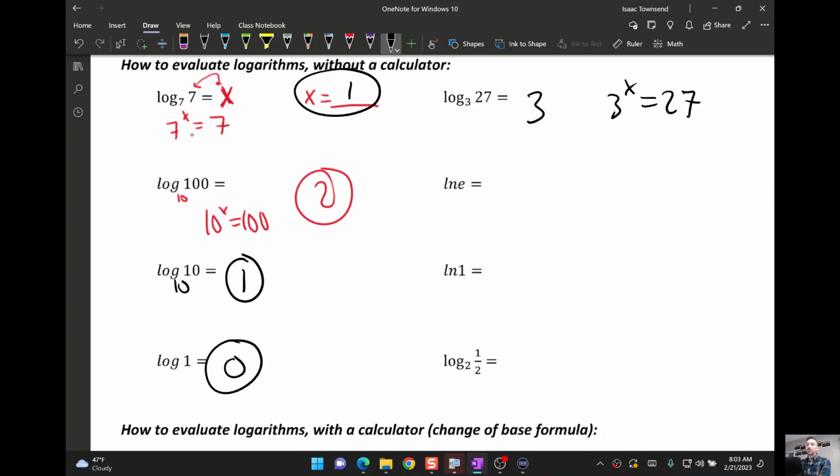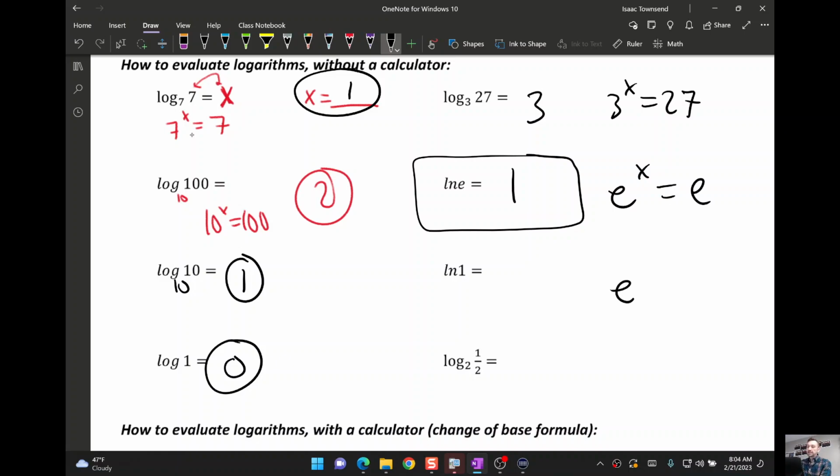So e to what power gives you e? Just 1. If you open up your textbook, there's probably a table of logarithmic properties, and it probably says to memorize some of these, and I guarantee you this one's in there. But why do you need to memorize that? You need to know what natural log is anyway. You need to know how to read a logarithm anyway. So this is just saying e to what power gives you e, so it's 1.